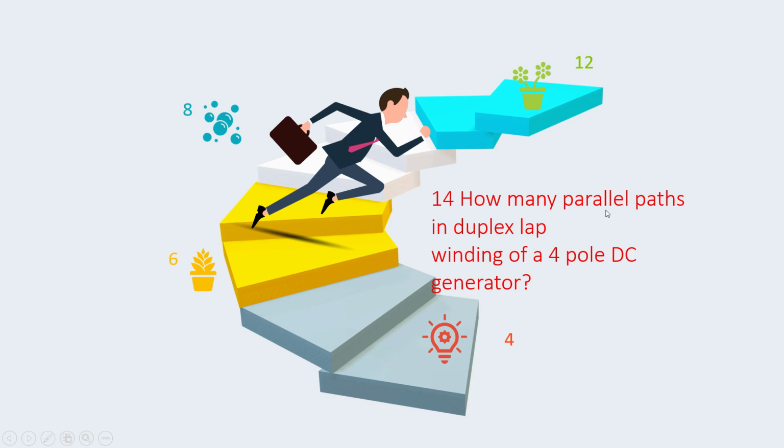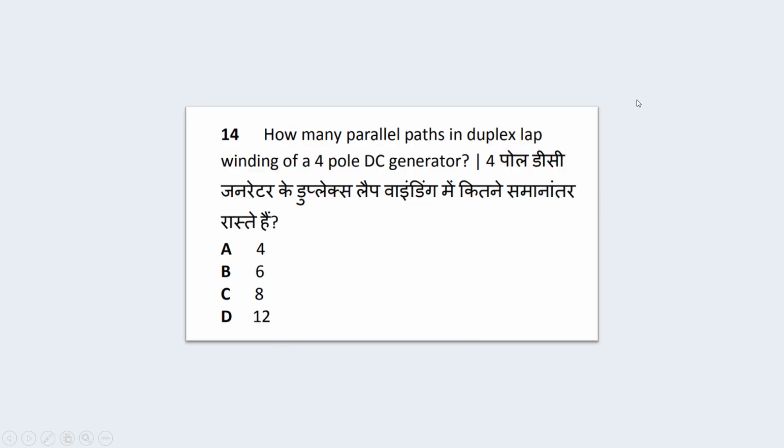How many parallel paths in duplex lap winding of a 4-pole DC generator? 4, 6, 8, 12. The answer is 8. Okay, because in duplex lap winding, the number of parallel paths equals twice the number of poles. Because this is duplex, that's why 4 plus 4, 8 is the answer.